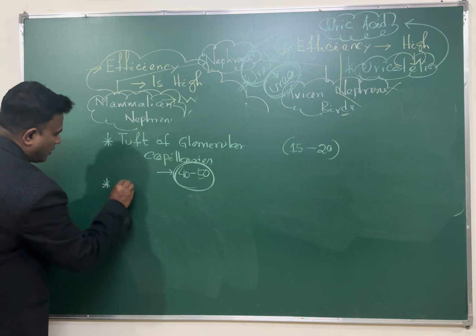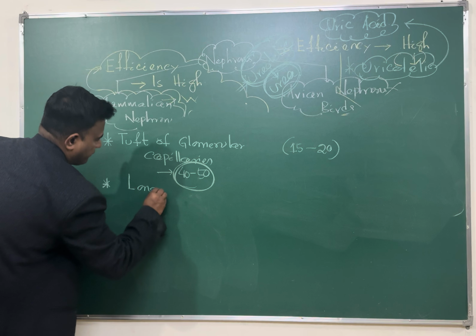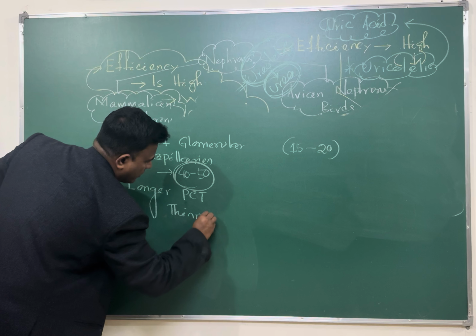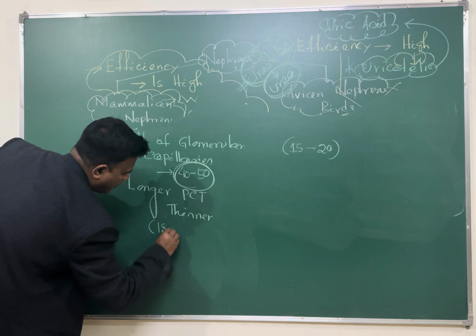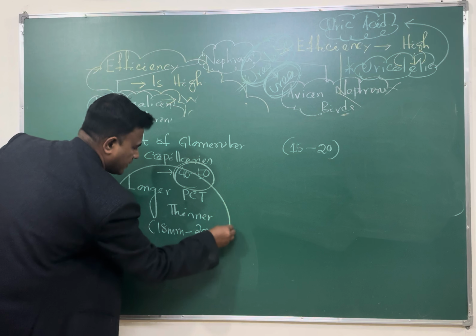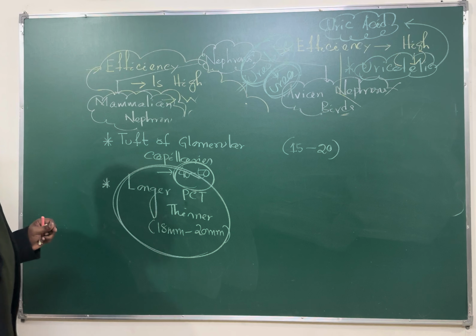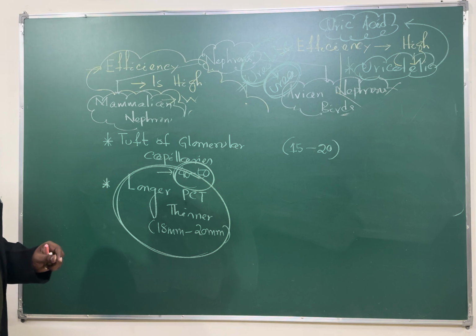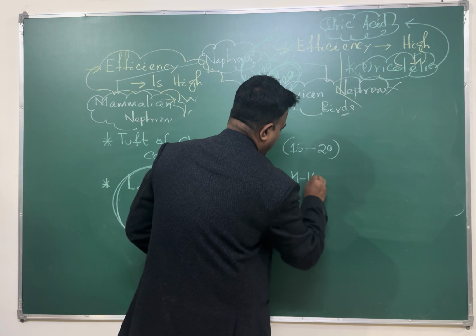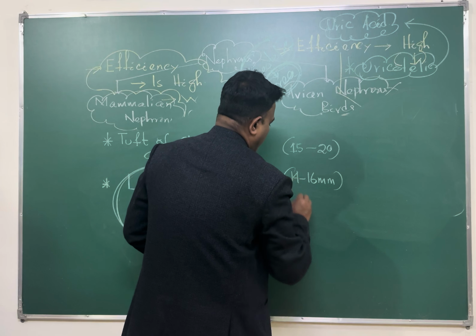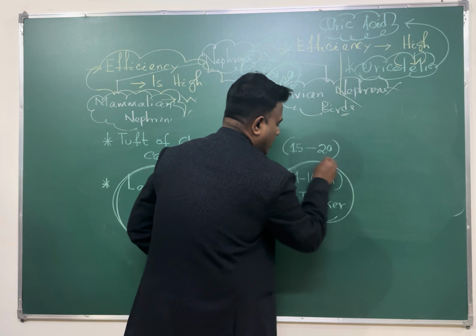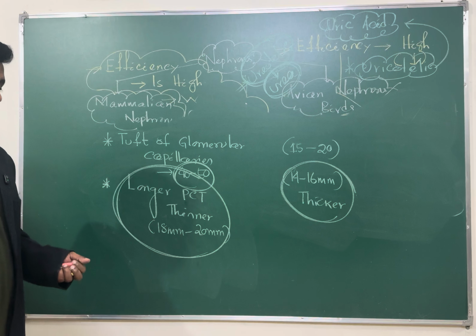Next, longer proximal convoluted tubule and also thinner, and here it ranges between 18 mm to 20 mm. This is longer, and you can say the longest part of the mammalian nephron. Here this one is 14 to 16 mm, means the length is shorter, and compared to that mammalian nephron, it is thicker. So this is another dynamic point.